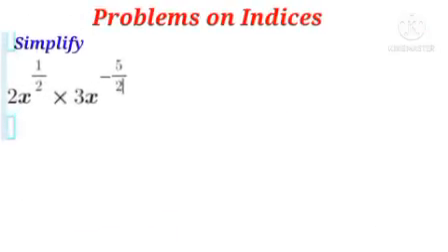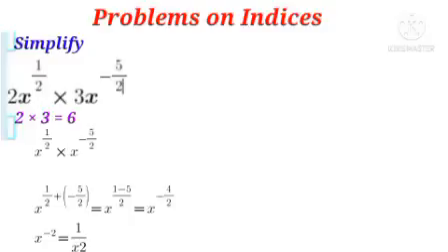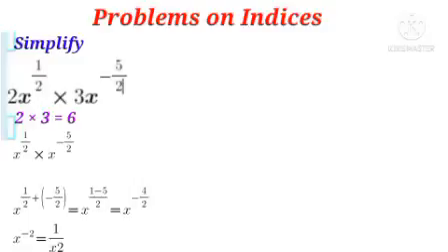Simplify 2x raised to the power of half multiplied by 3x raised to the power of minus 5 over 2. Like you know, you have to deal with the numbers first. You have 2 multiplied by 3, which equals 6. And now move to the alphabets. You have x raised to the power of half multiplied by x raised to the power of minus 5 over 2.